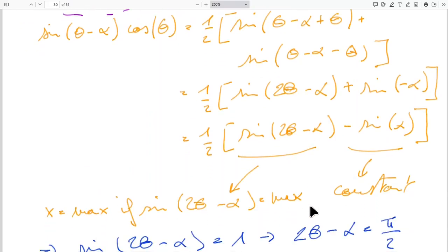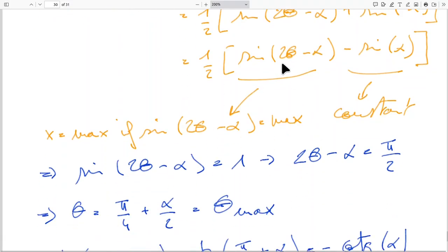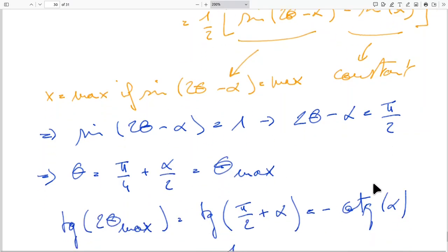So if we want to maximize that, then this thing has to be max. So the sine of 2 theta minus alpha being maximum is, well, that's when it's 1, because a sine can't get any higher than 1. So that means that 2 theta minus alpha must be equal to pi over 2, or theta will be, so the alpha to the other side and then divide by 2, we get pi over 4 plus alpha over 2, and that is then theta max.